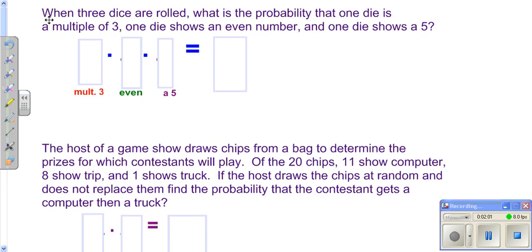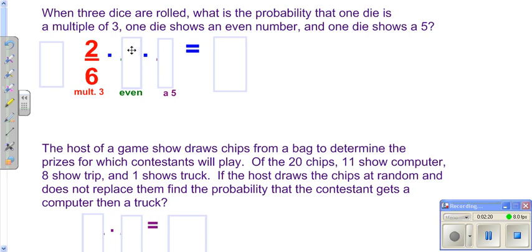Here, 3 dice are rolled. What's the probability that one dice is a multiple of 3, one's an even number, and 1 is a 5? So it's going to be 3 things multiplied together. Probability that it's a multiple of 3. Well, a multiple of 3 would be a 3 or a 6, and there's only 2 of those, so it's 2 out of 6.